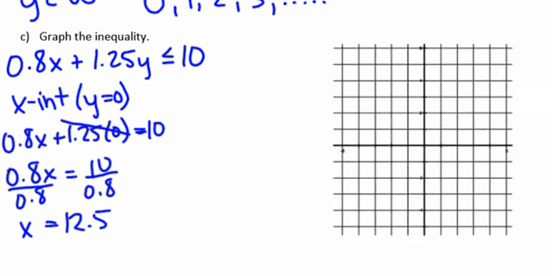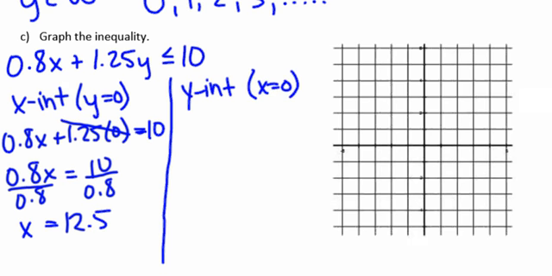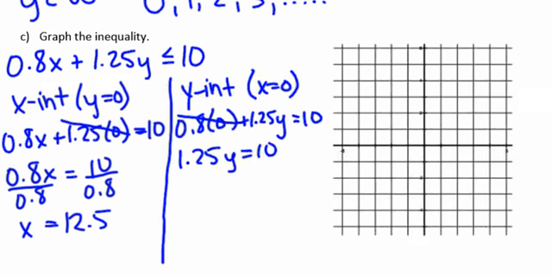Now I want to find my y-intercept, so that's when our x value is 0. So we'll plug in 0.8 times 0 plus 1.25y equals 10. Again, anything times 0 is gone. 1.25 times y equals 10. We're solving for y, so divide by 1.25 so that those cancel. y equals 8. So these are our intercepts.